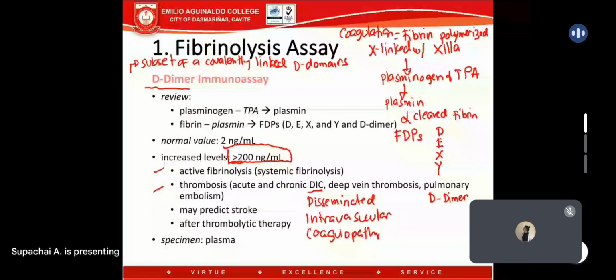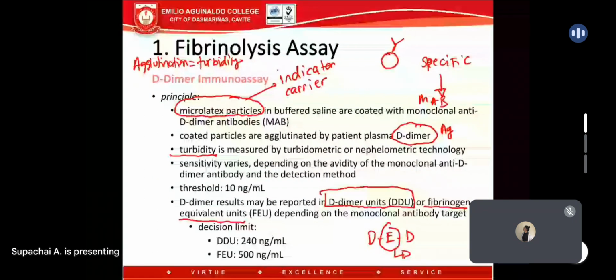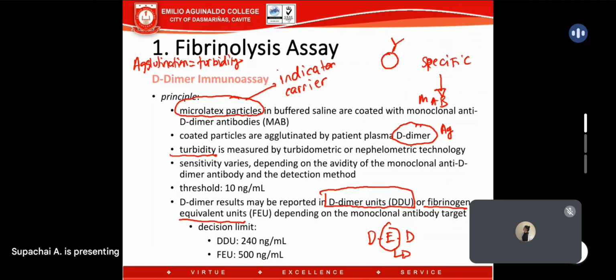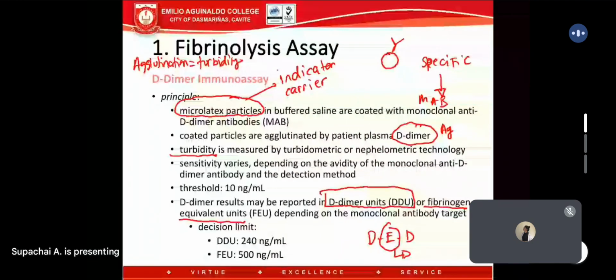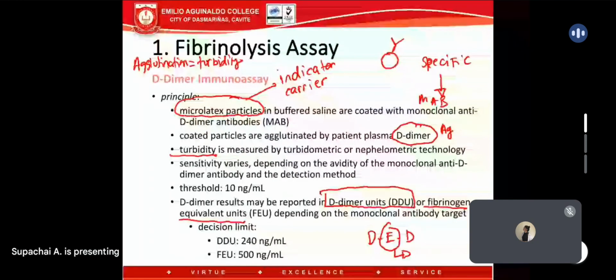The specimen of choice for the D-dimer is plasma. In doing the D-dimer assay, the principle is that microlatex particles, which serve as an indicator or carrier in buffered saline, are coated with monoclonal anti-D-dimer antibody. The antibody is specific for D-dimer. So coated particles are agglutinated by the patient's plasma D-dimer.